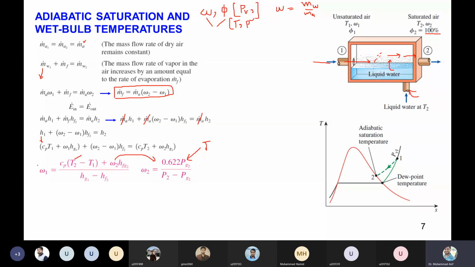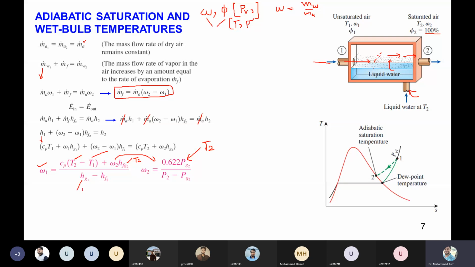So again, if you look at this relationship for omega 1, what you need is just two temperatures. For example, you need T2, you need T1, right? For omega 2, all you need is T2. If you know T2, you can calculate omega 2. Similarly, what is HFG2? HFG2 again needs T2, right? What is Hg?